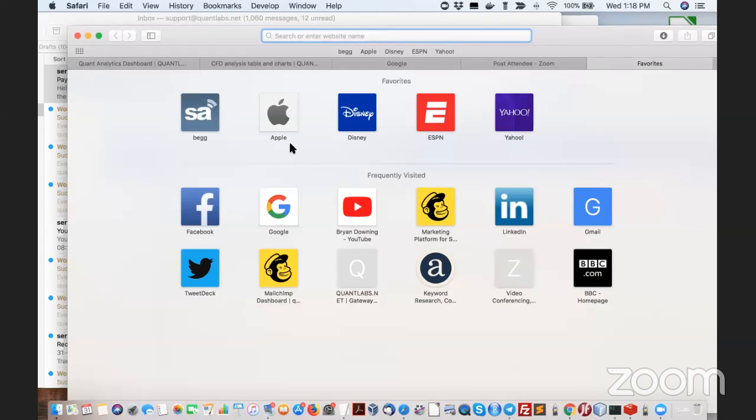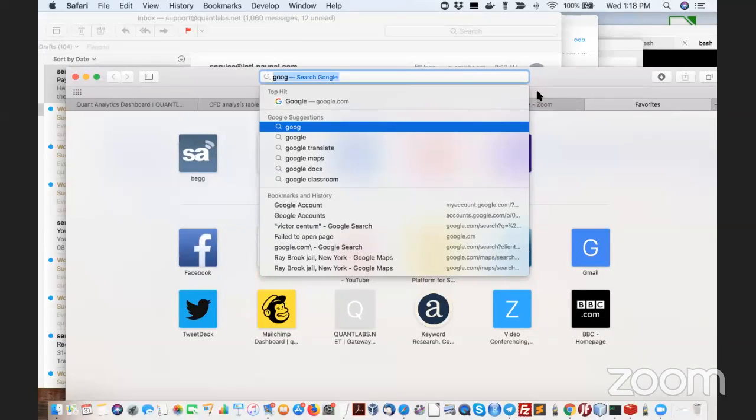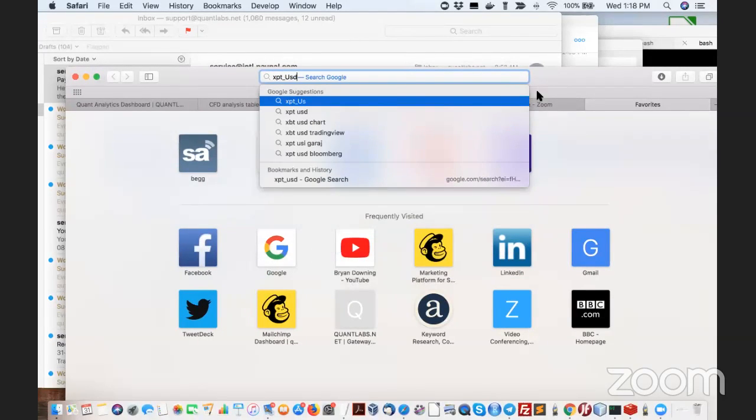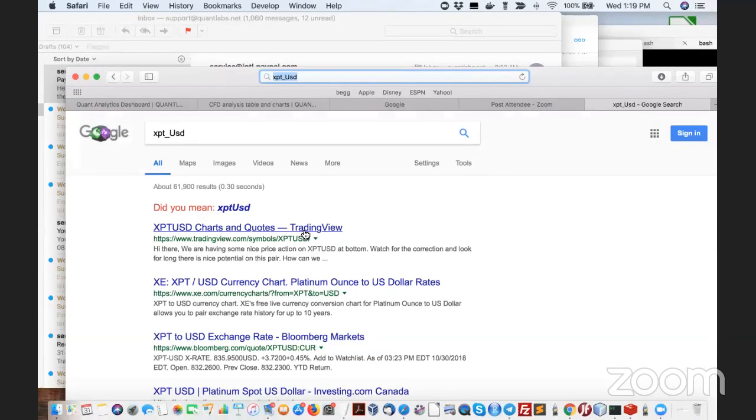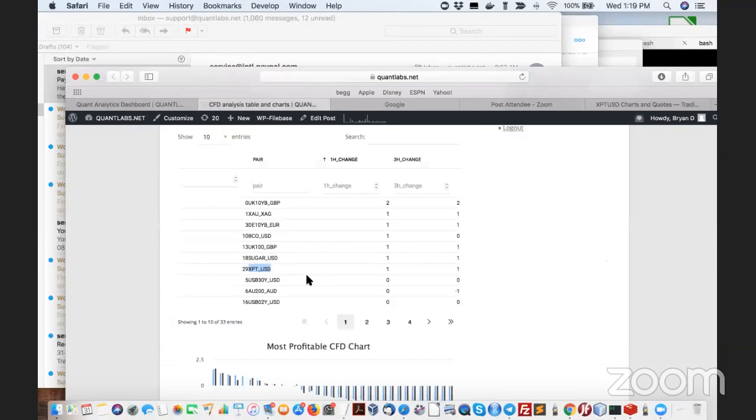Let me just verify that here. XPT USD. Let's see if that comes up. Yeah, so it's platinum. All right. So there was a story. Okay, I'm gonna try to line these up here.